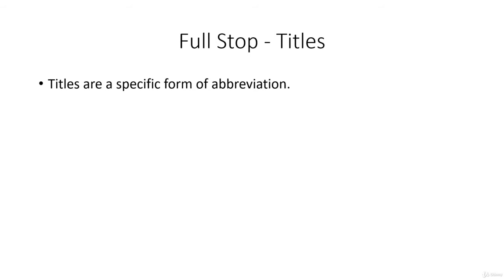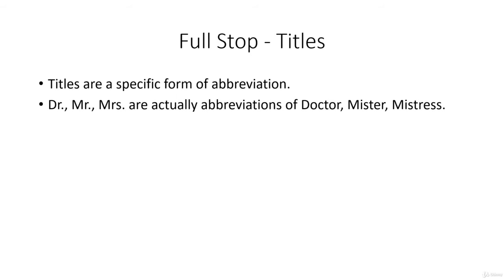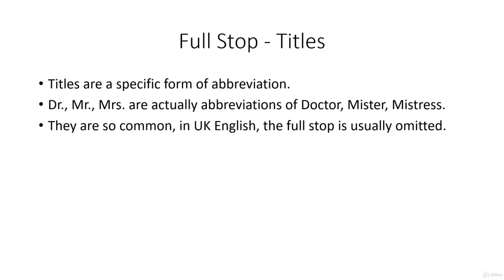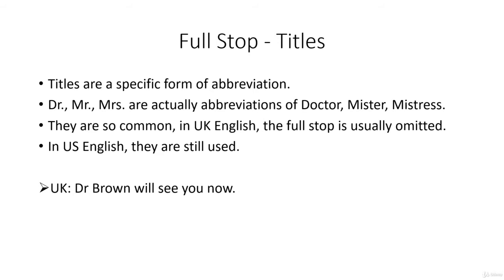Titles are a specific form of abbreviation. So Dr., Mr., and Mrs. are actually abbreviations of Doctor, Mister, and Mistress, although the Mrs. you'll often hear as Missus as well. And they're so common that in UK English the full stop is usually omitted. And in US English they're still used. In the UK we'd write Dr Brown will see you now without a dot after the Dr. And the US version of Dr. Brown will see you now has a dot after the abbreviation of doctor.